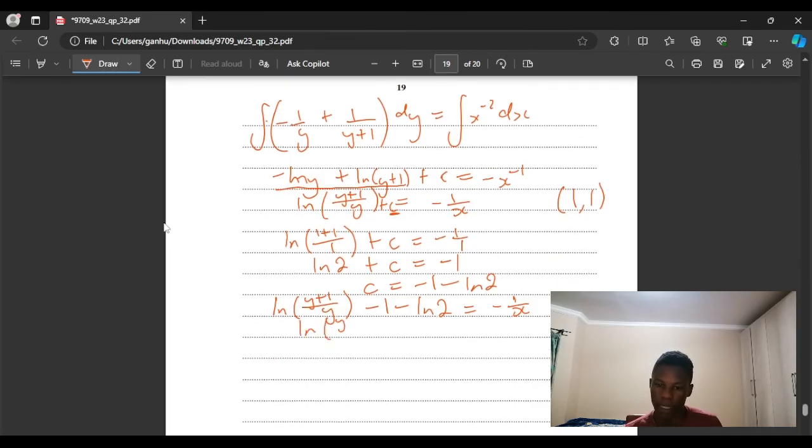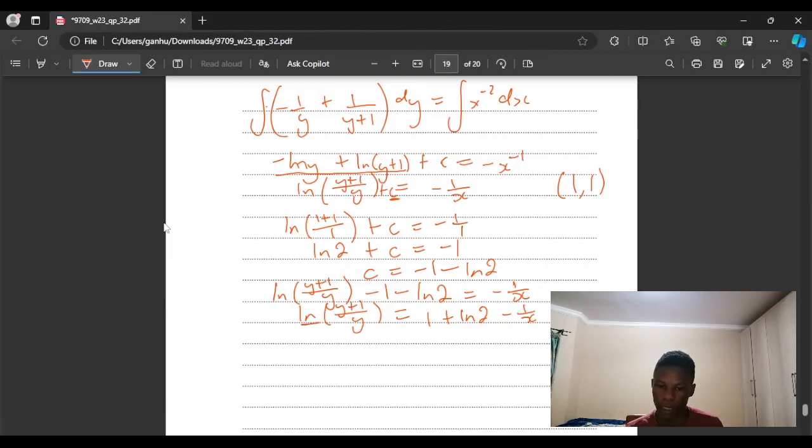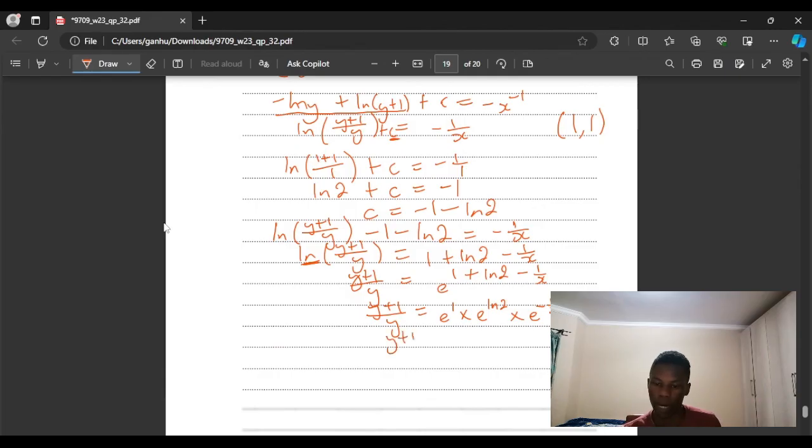Now we have to make y the subject of the formula. So this becomes ln y plus 1 over y is equal to 1 plus ln 2 minus 1 over x. And let's use the exponential function to get rid of ln here. So this becomes y plus 1 over y is equal to the exponential of 1 plus ln 2 minus 1 over x. Using laws of indices, we can rewrite this as e to the power 1 times e to the power ln 2 times e to the power negative 1 over x, which gives us y plus 1 over y is equal to e, the e and the ln will cancel out here, so it will be times 2 times e to the power negative 1 over x.